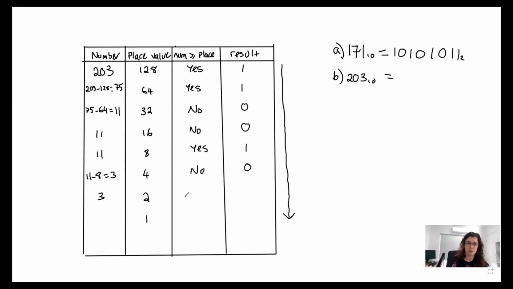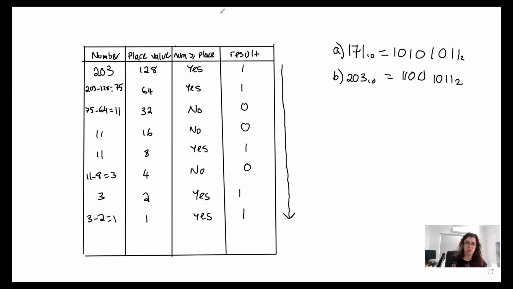Carry the 3. Is 3 greater than or equal to 2? Yes. Then we do 3 minus 2. Is 1 greater than or equal to 1? Yes, it is. So the final bit is a 1. So again, we read down the page and we get a result of 1, 1, 0, 0, 1, 0, 1, 1 as our number there.